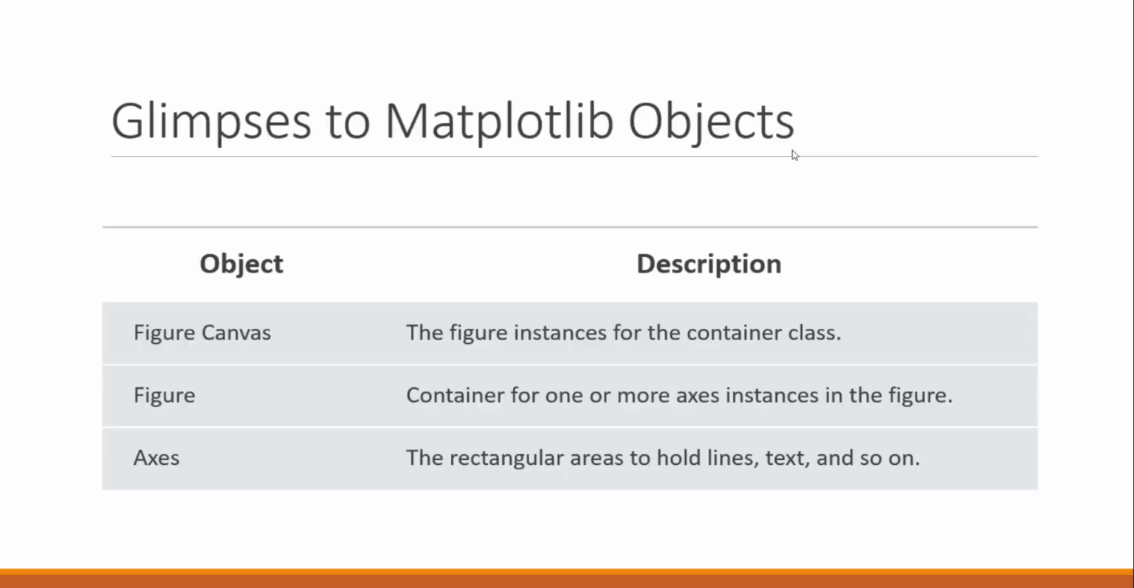So before I tell you how to create Matplotlib subplots, let's go through which Matplotlib objects make up a figure. Now we will see how objects are nested from higher to lower level. The first object is figure canvas. It is a figure instance container class. The next object is figure, and it is a container for one or more axis instances in the figure. And the last object is axis. It is nothing but a rectangular area to hold lines, text and so on.